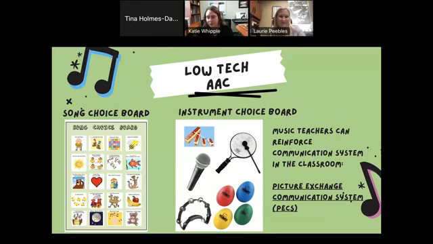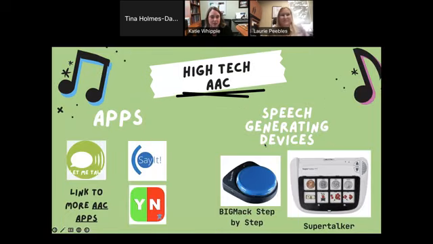If you're in an ensemble setting, what other auxiliary instruments might we need to help them make those choices, if you don't want to bring out all of the instruments and present it to them. All right, the last one that we'll take a look at is the high-tech AAC devices. So there are apps, and we'll actually watch in a minute a music therapist working with a young girl with autism.